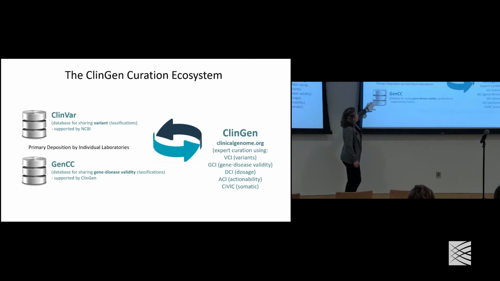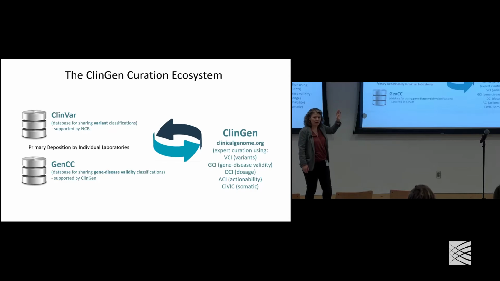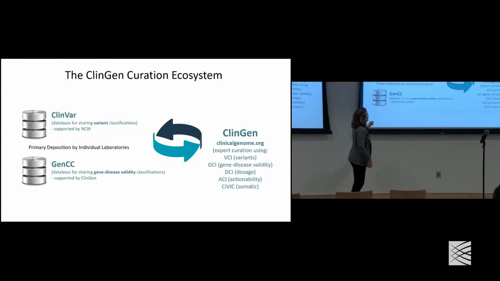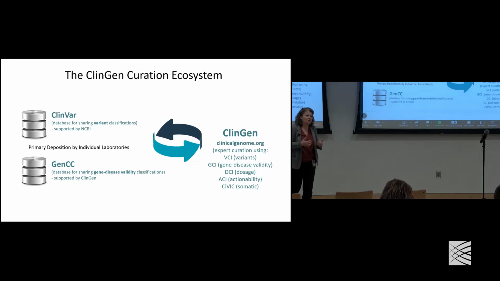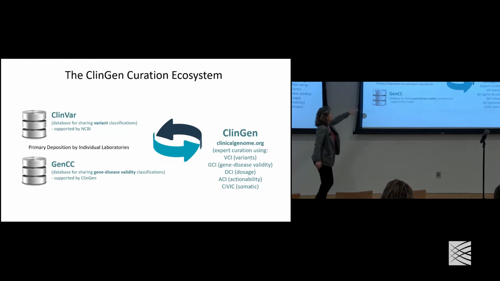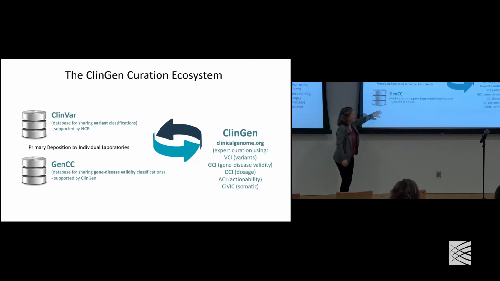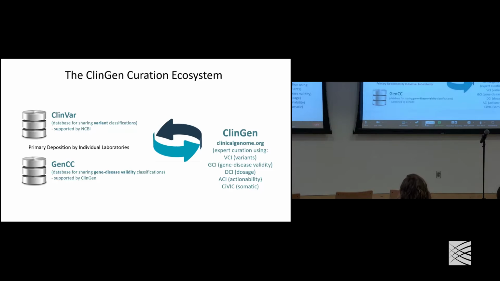But there are 2 other databases that we work closely with. One is ClinVar, that's supported by NCBI. And that is a place that ClinGen puts all its expert curated classifications into. But so can anyone else in the world share their own variant classification. Anyone can submit to ClinVar. In addition, we've recently launched a database called GenCC, which I'll talk about briefly. That is a place that anyone can share their own classifications of gene disease relationships. So I now call this the ClinVar for genes sort of thing. And we support that project as well.